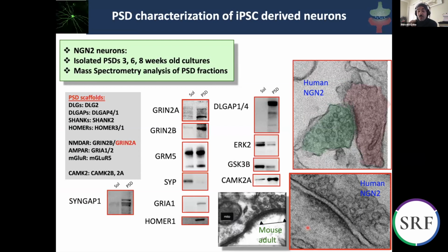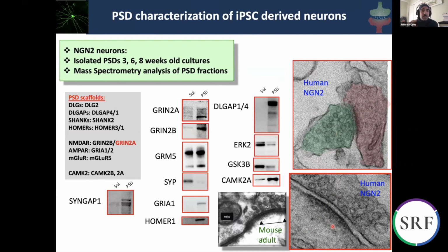So the first thing I want to point out is, okay, we are going to have these neurons, and these neurons have PSDs. We were looking at NCN2 derived neurons at 8 weeks old. These are some pictures where, at least for us, it was nice to find the PSD. You have the presynaptic side here with synaptic vesicles, the postsynaptic side with the PSD there, and you can see it better here, the PSD in these neurons.